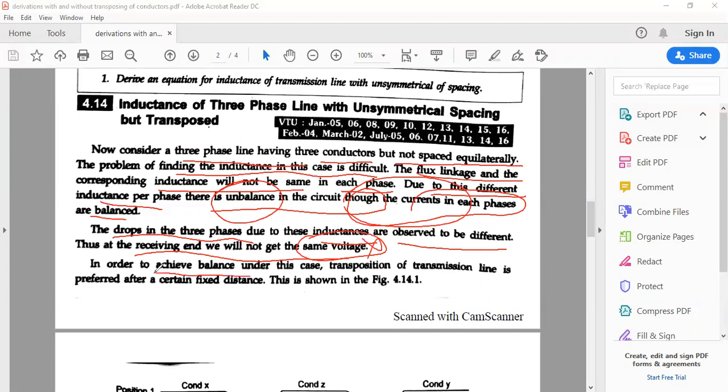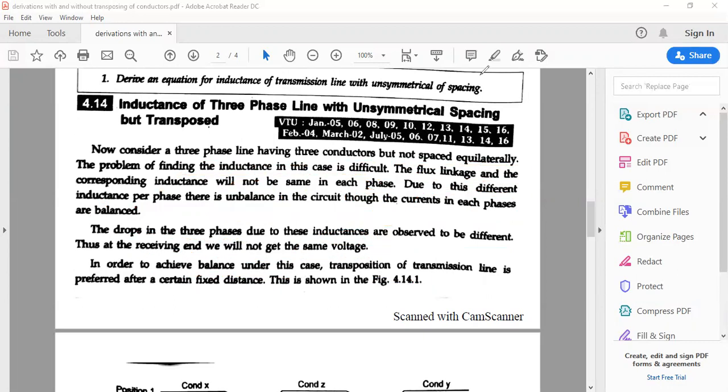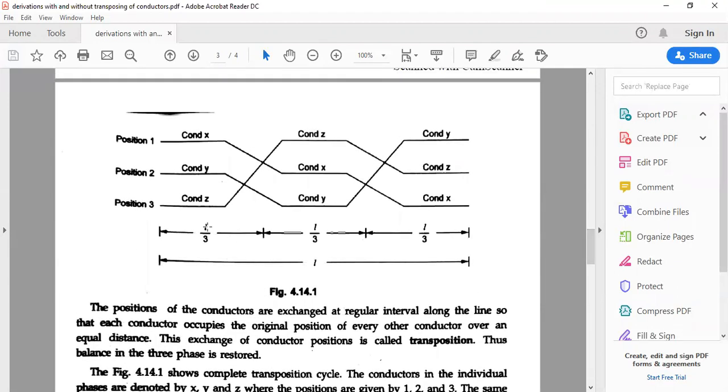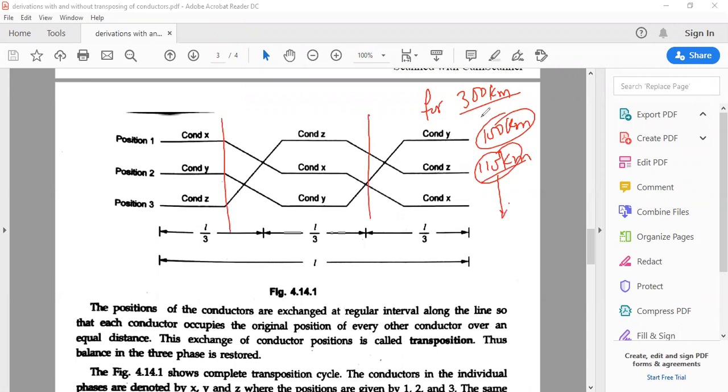So next, in order to achieve balance, the transposition of a transmission line is preferred after a certain fixed distance. In each and every phase, after a certain distance, say if I have a 300 kilometer transmission line, there are three positions. So for a long transmission line of 300 kilometers, each instance is at a distance of say 100 kilometers or 110 kilometers. Depending on the distances, we can generally have the transposition of conductors.